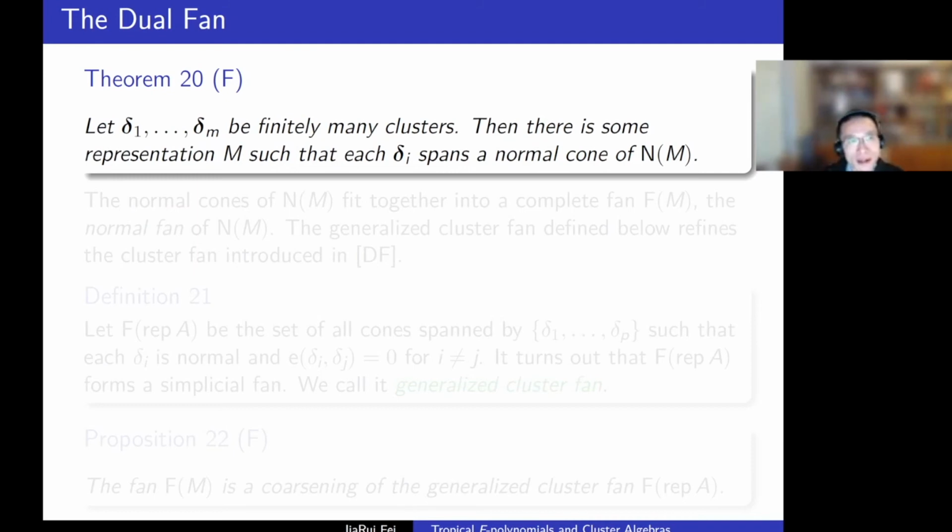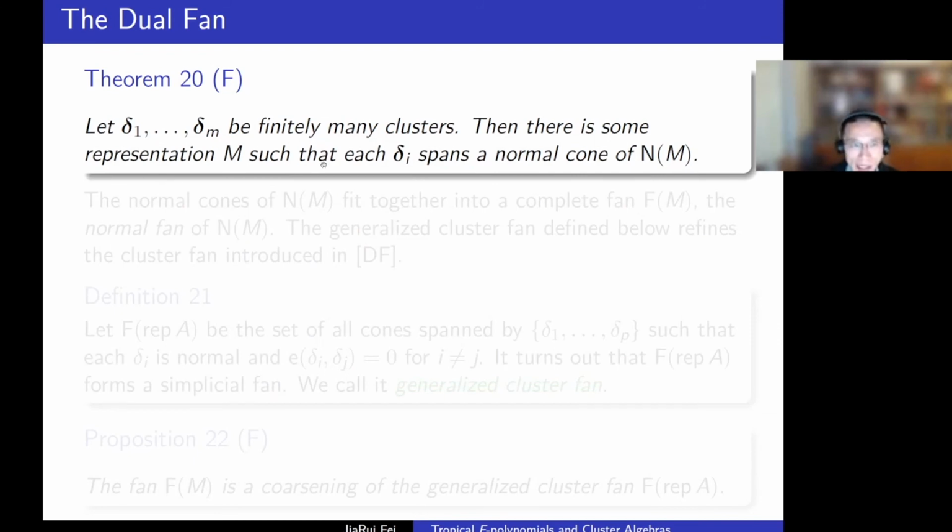So let me talk about some other aspects of the combinatorics of the Newton polytope. First, let's think about the duals. Previously we saw the normal cone is also interesting. So one interesting question is whether a normal cone always contains a cluster.